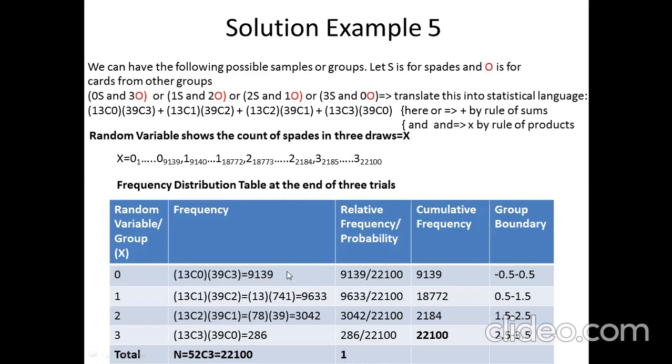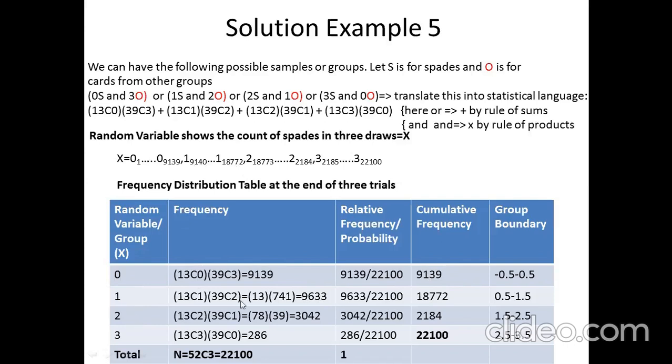So this sum should be equal to 52C3. Now the relative frequencies are the ratios of the individual frequencies of the group divided by the total frequency, and the sum of them would be equal to 1 by the rule of probabilities as we discussed earlier. Cumulative frequency. Now this is important. There are a total of 9139 zeros, so the cumulative would be this because there is no other group preceding it. Now for the case of 1, there are 9633 ones, and when this 9633 is added to 9139, we get 18772, and that's how we obtained 18772 over here. That is from 9140 till 18772, they are all ones.